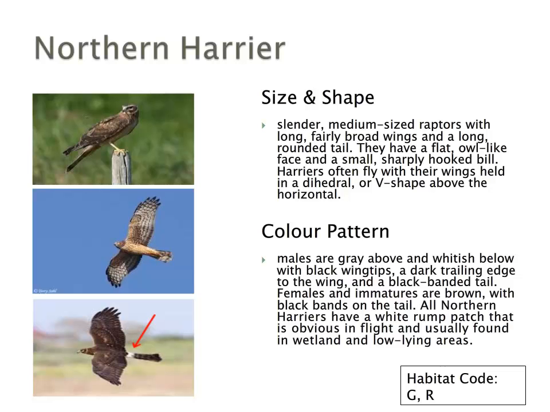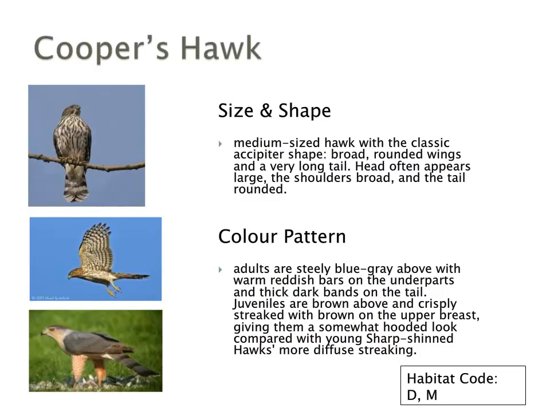A Cooper's hawk is a relatively medium-sized hawk. It's the classic accipiter shape, broad rounded wings and a very long tail. The head often appears quite large on very broad shoulders. The adults are steely gray above with warm reddish colors on the underparts, with very thick bands on the tail. One of the things you can see, contrasting them to one of the more common ones they're confused with, the sharp-shinned hawk, is the diffuse streaking that's present there.